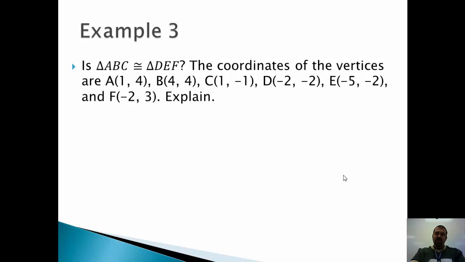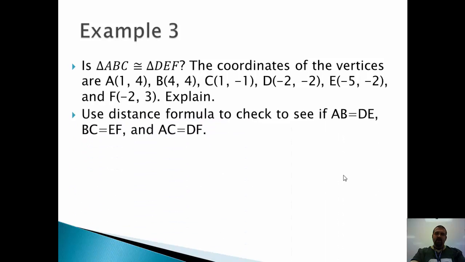Alright, if you said, I think that we're going to have to use the distance formula and check to see if segment AB is equal to segment DE. Again, first two letters, first two letters. Length of segment BC is equal to length of segment EF, last two letters, last two letters. And length of segment AC is equal to length of segment DF, first and last, first and last.